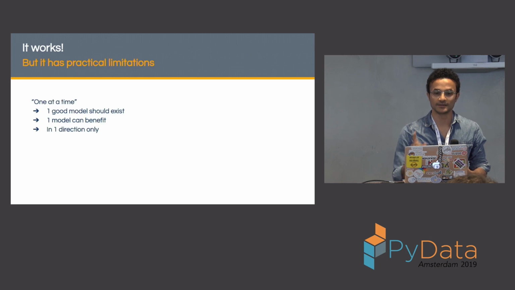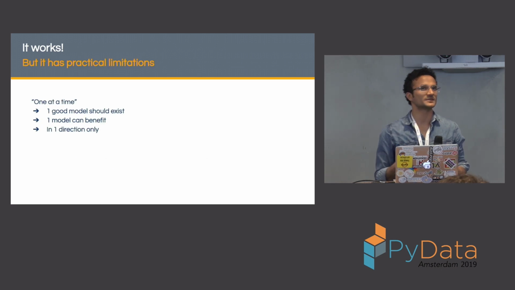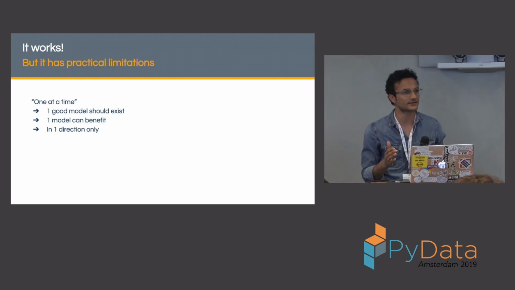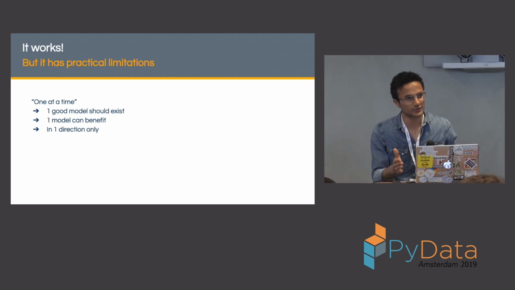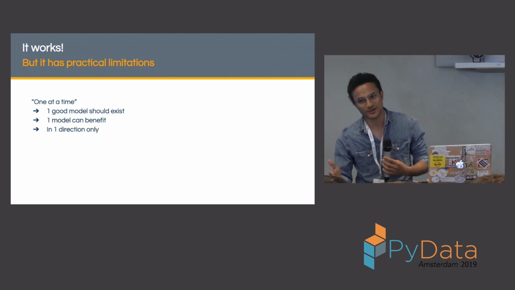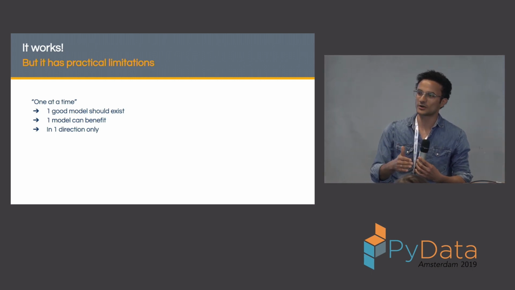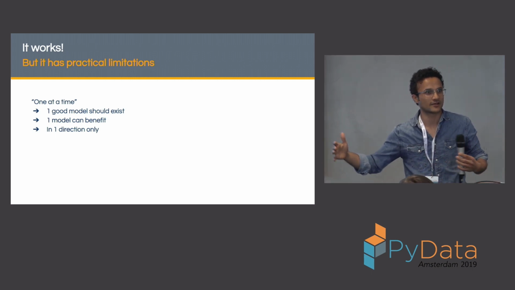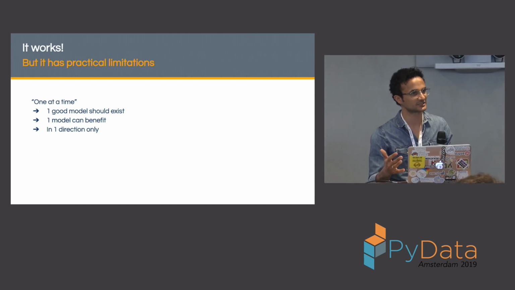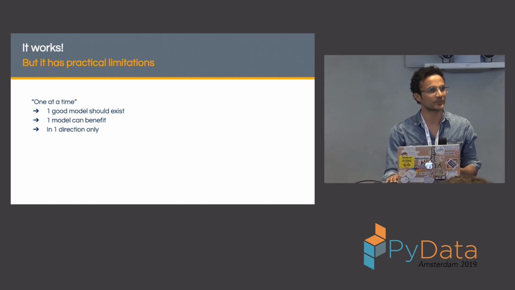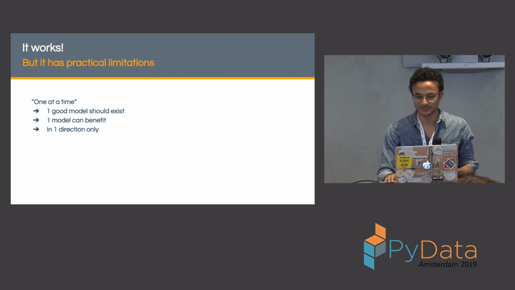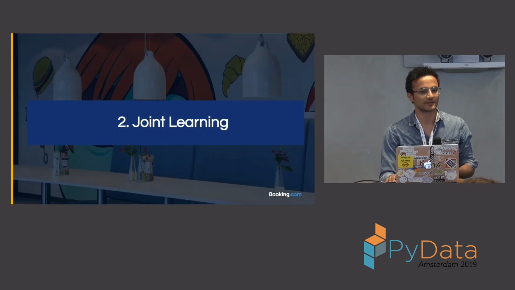So going forward, there is one thing about this approach that I personally don't like. It's very one-at-a-time approach. You need one good model to begin with to benefit another one model at a time, and the benefit is in one direction only. Couldn't Russian model have benefited from Ukrainian? Couldn't there have been many languages benefiting from Russian model all in the same go? That would be good for the long tail of 43 languages. So, joint learning.